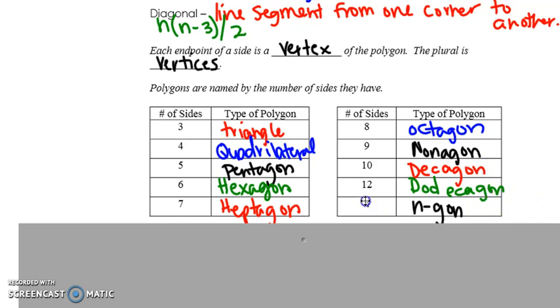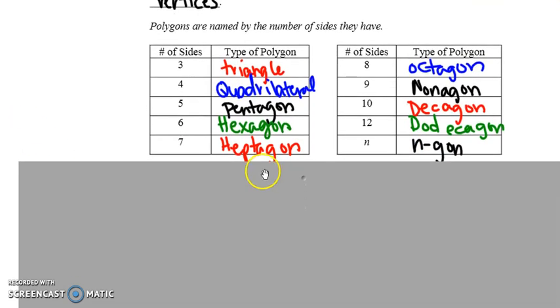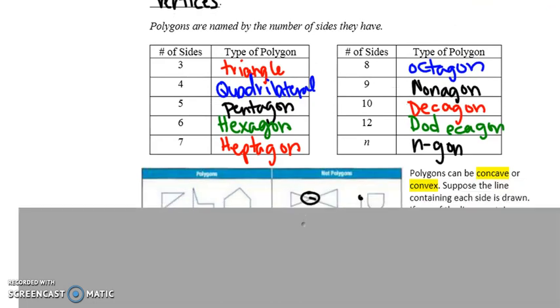Anything where the number of sides doesn't have a very common name, there is a name for 11, and for 20 and 30 and 40, etc. But any of these that we don't have listed here, 13 gone, 14 gone, 15 gone, for our purposes. So they're named by the number of sides.